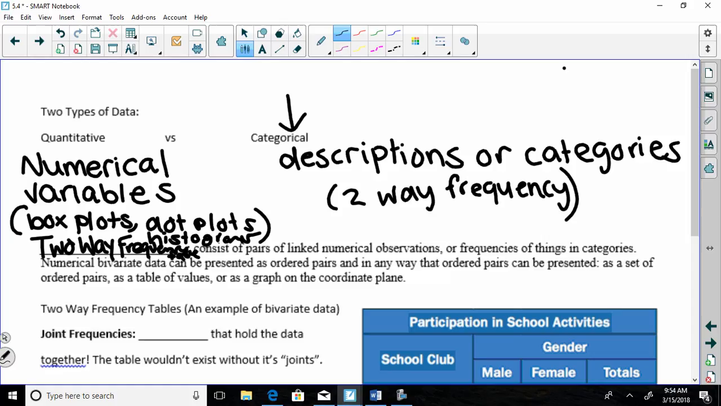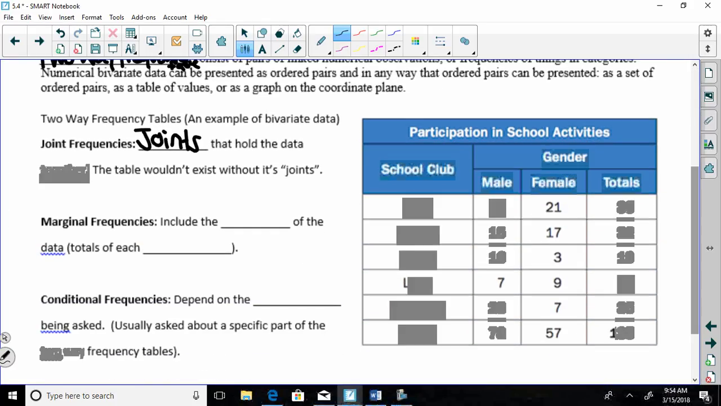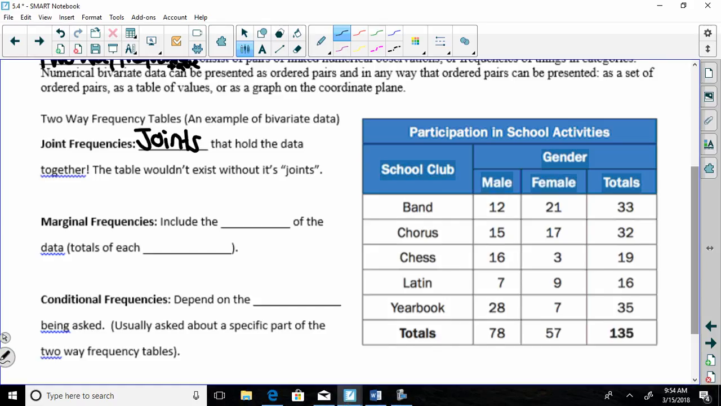And so we already learned this. Joint frequencies are joints that hold the data together through your actual data. Marginal is the margins of the data, and the totals of each row.